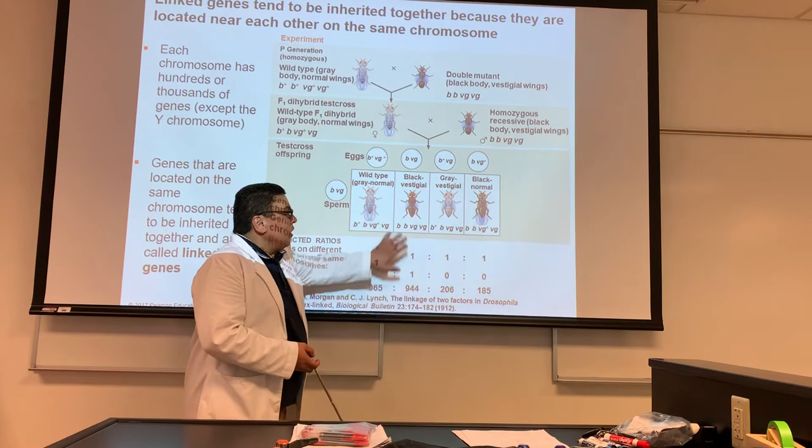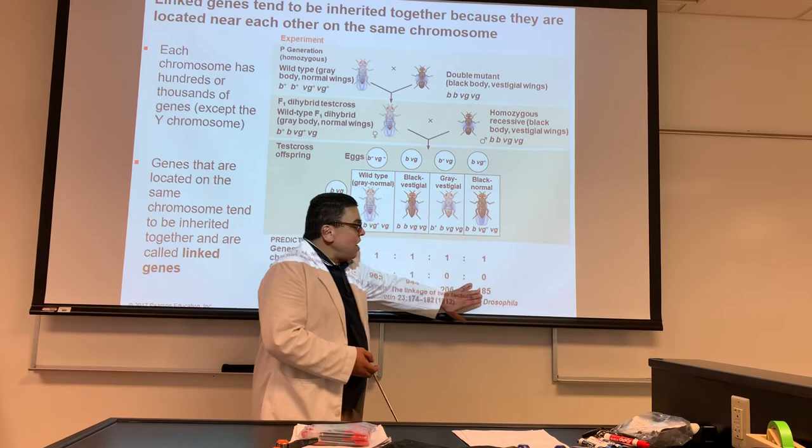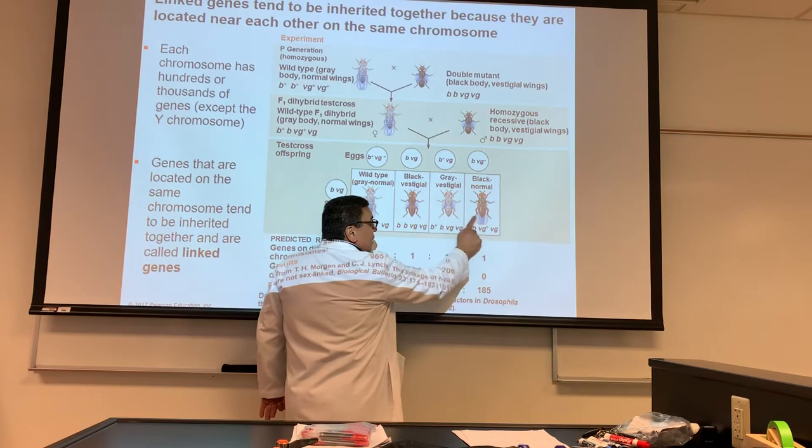944 of them look like dad. 206, half mom, half dad. 185, half dad, half mom. What did we call these guys? The recombinants.